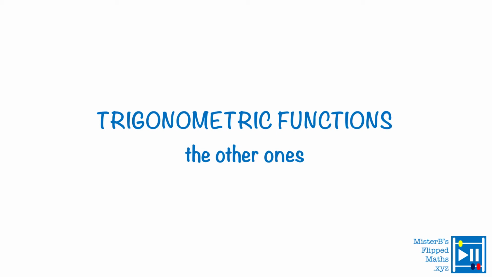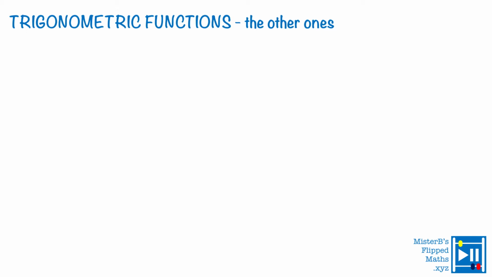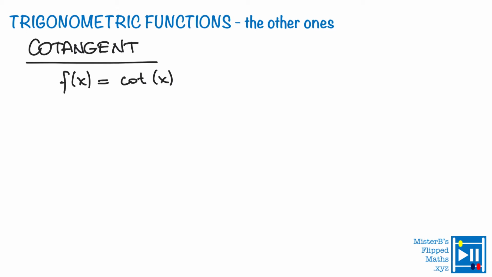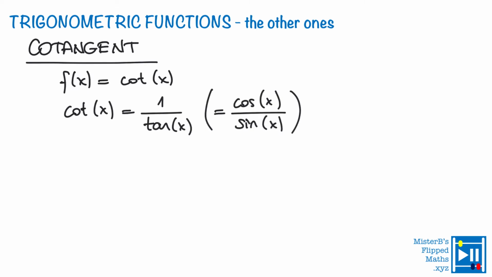Hi, in this video we are going to talk about the other trigonometric functions: secant, cosecant and cotangent. Permit me to introduce the cotangent function. Abbreviation: cot. Definition: 1 over tangent x, or cosine x over sine x.